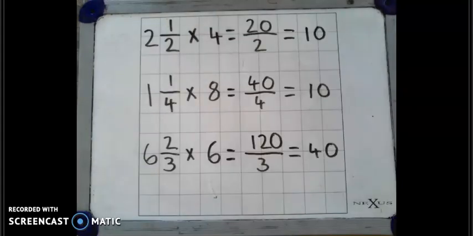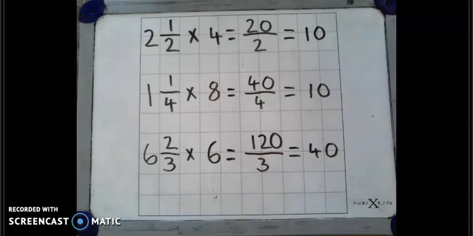2 1/2 multiplied by 4 is 20 halves, or 10. 1 1/4 multiplied by 8 is 40 quarters, or 10. 6 2/3 multiplied by 6 is 120 thirds, or 40.